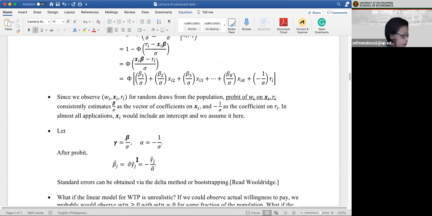So you have to do this transformation. After probit, you still have to do this to get the beta hats. And then for tests of hypotheses, you have to get standard errors. You can obtain that either using the delta method or bootstrapping.